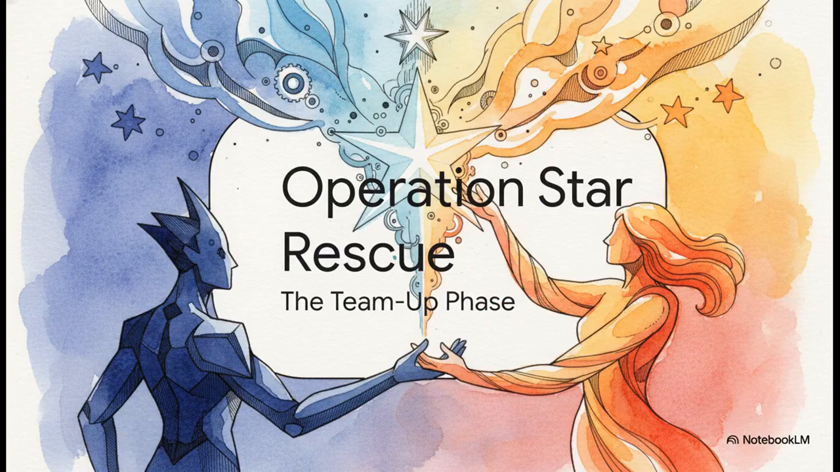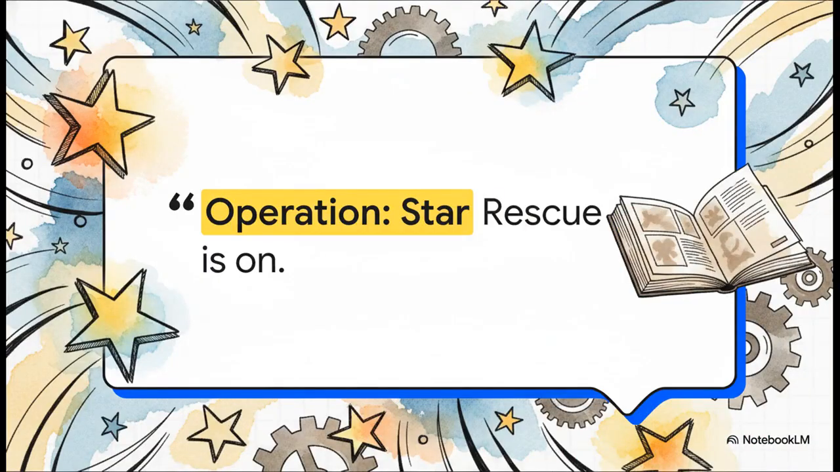Section 4. Operation Star Rescue. The team-up phase. We are now shifting gears into the team-up phase, where our contrasting characters have to combine their unique strengths to solve an impossible problem. Bobo's eyes widen, he nods. Operation Star Rescue is on. Seriously, what a fantastic, punchy line. It perfectly transitions us right into the scene's action climax, taking us from the quiet, sleepy moment of Bobo waking up directly back into high gear.